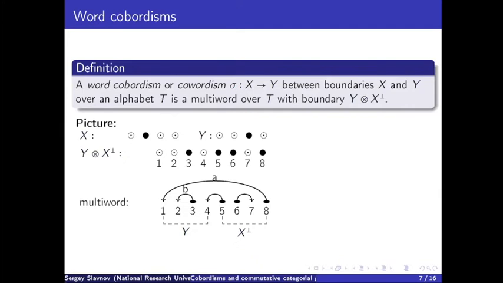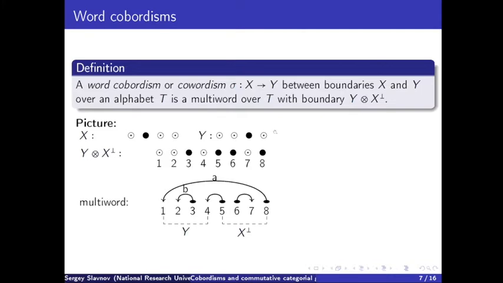And now I'm ready to introduce the main entity, the morphisms, which I call word cobordisms. And I think it's okay to abbreviate this term as cobordism. So if we have two boundaries, X and Y, then a cobordism from X to Y is a multi-word with boundary Y tensor X perp.